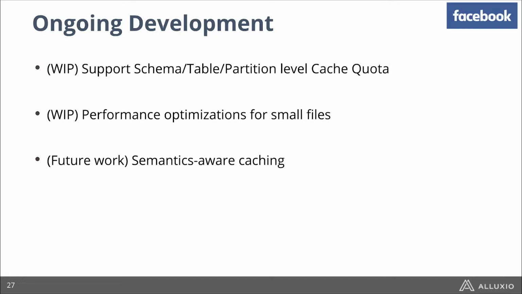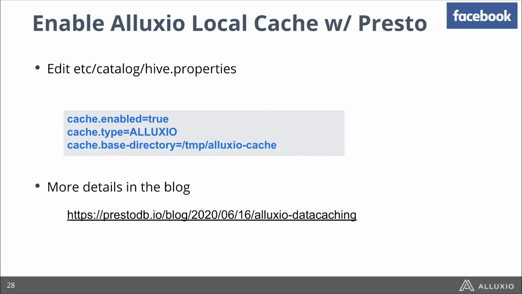Next slide. To use Alluxio local cache with Presto is pretty easy. You can see the 3 lines of change in the configuration on the Presto side. We also have a blog documenting this. For all the technical details, you can go to this link to read our blog.